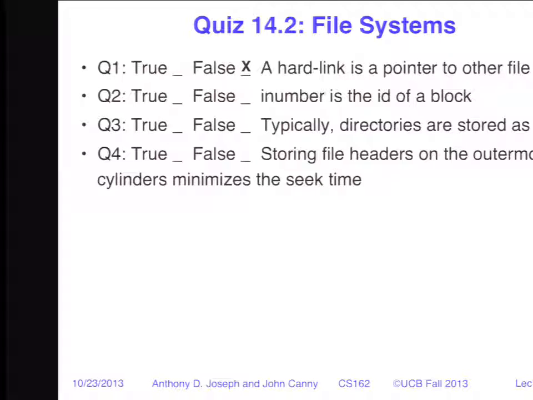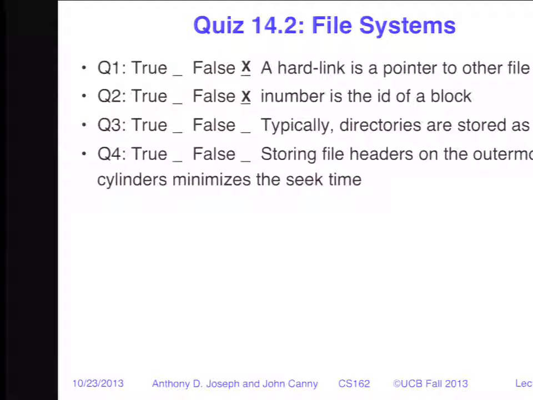The inumber is the ID of a block. How many people think that is true? Okay, and how many people think that is false? Right? That is false. The inumber points to the inode. It gives us the index into that table for where we can then, given the inode, find all of the blocks of the file. Right? So it's a different indirection.